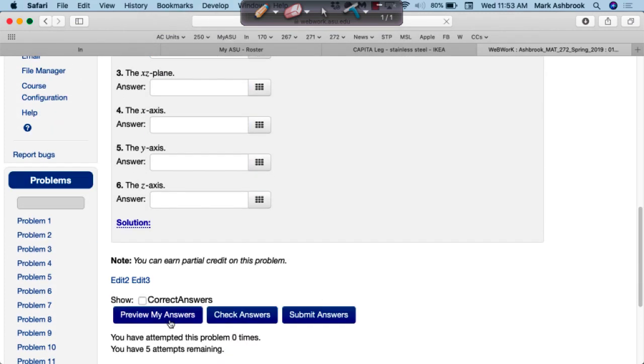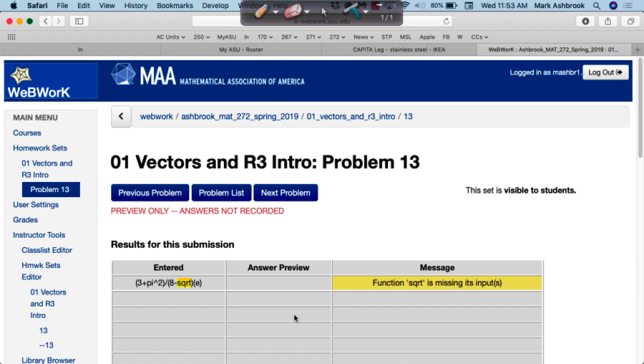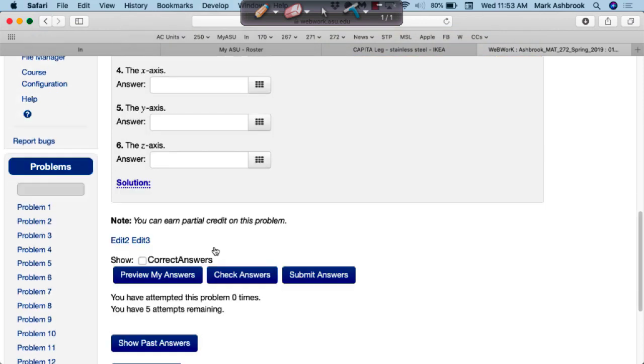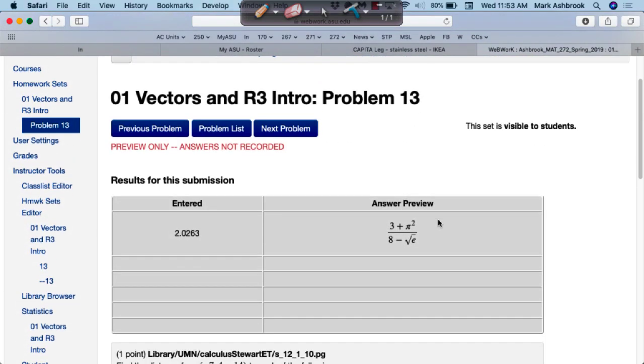Then you preview the answers, and look, I didn't waste an attempt. It told me there's an error here, because I just did 8 minus square root, and I'm not taking the square root of anything. I put that parenthesis in the wrong place. I meant to put it here. You can preview as many times as you want, and then say, okay, that's what I wanted. Then answer the other ones. Now I got answer A the way I want it to look. That's what I think it should be, 2.0263. Now I want to use an attempt.